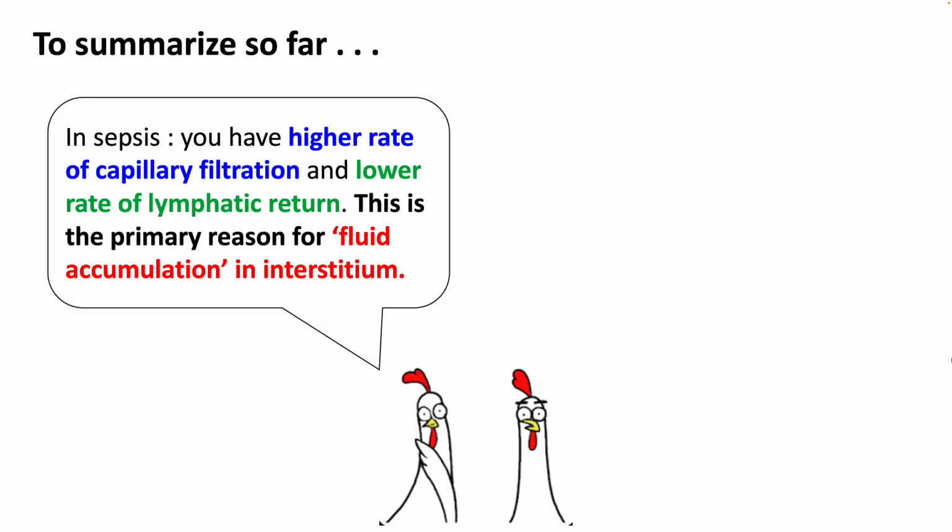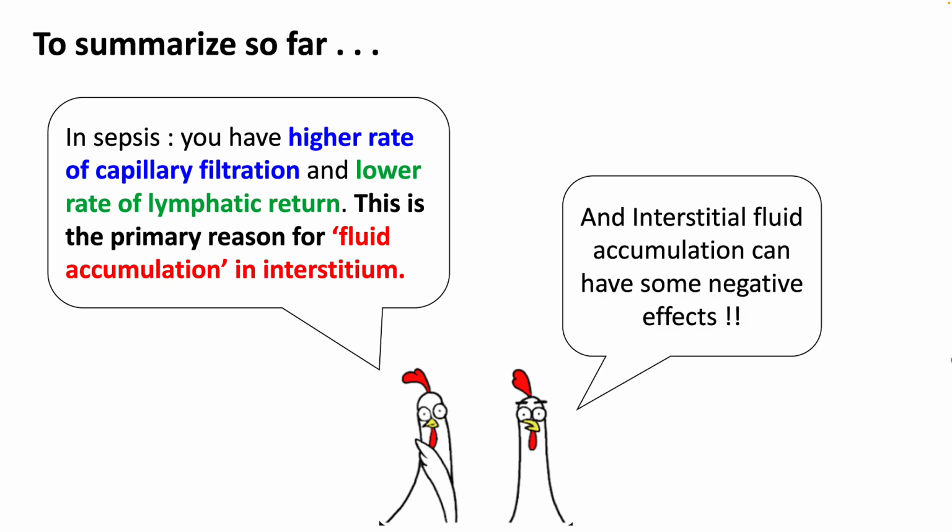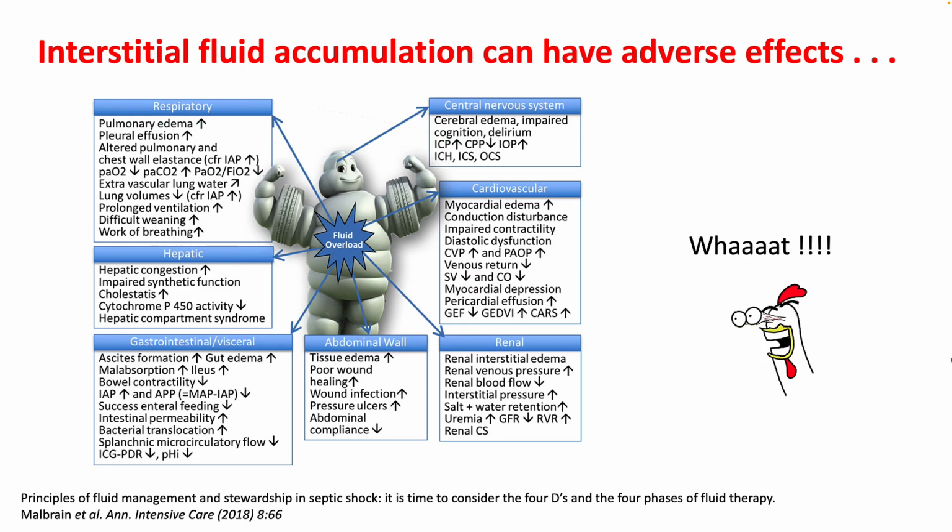So to summarize so far, in sepsis you have a high rate of capillary filtration and a lower rate of lymphatic return, and this is the primary reason for fluid accumulation in the interstitium. And interstitial fluid can have some negative effects as shown in this table. You can review this article. I have put a link in the description below for you to go through it.